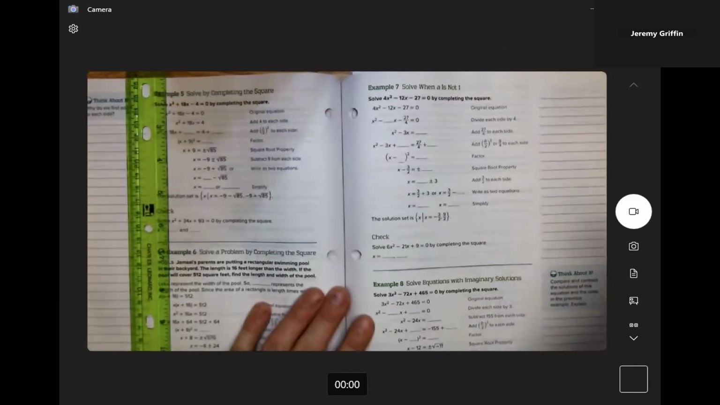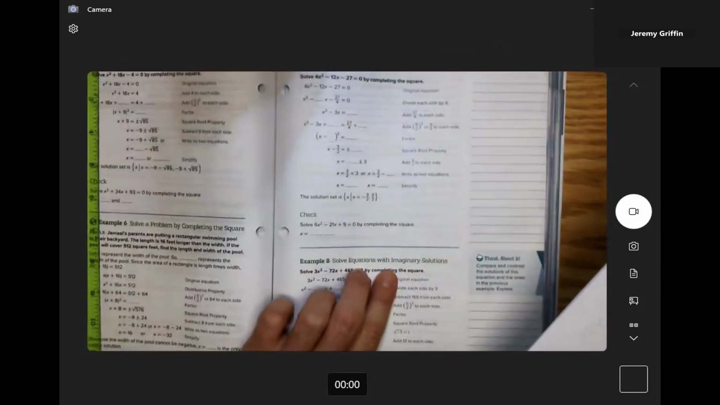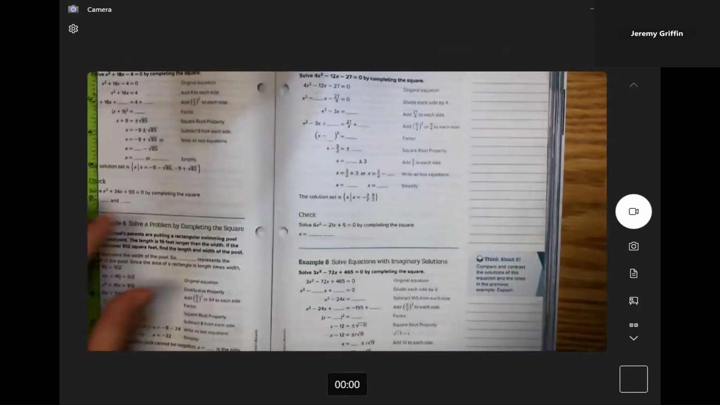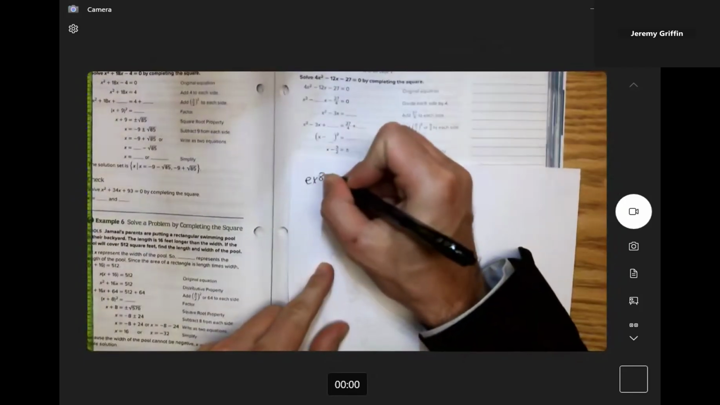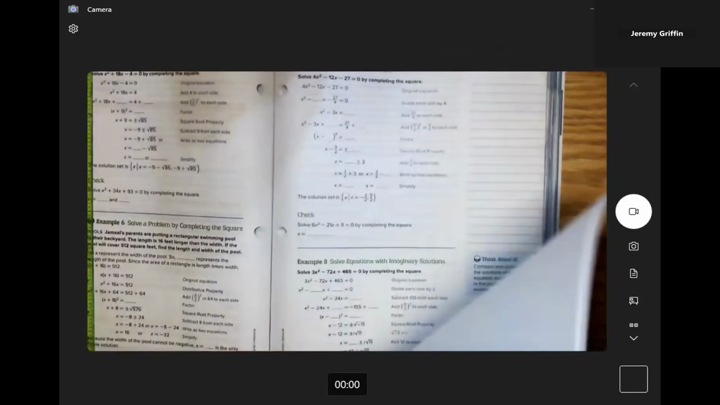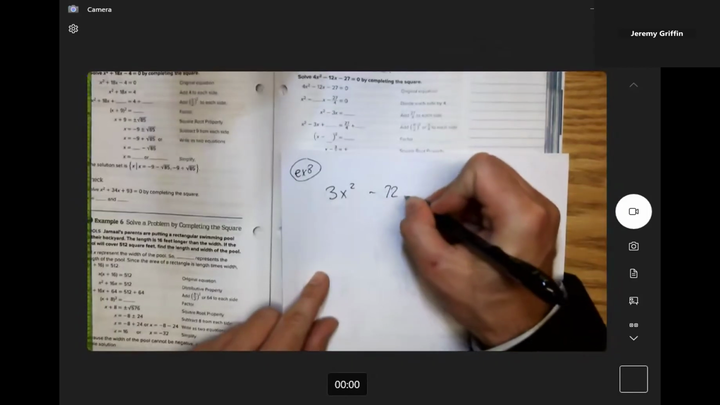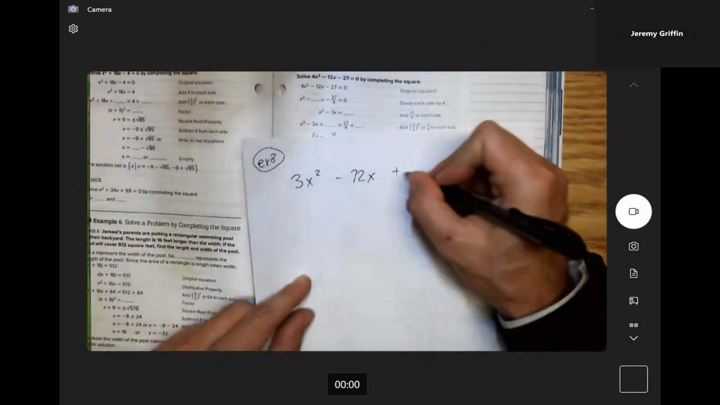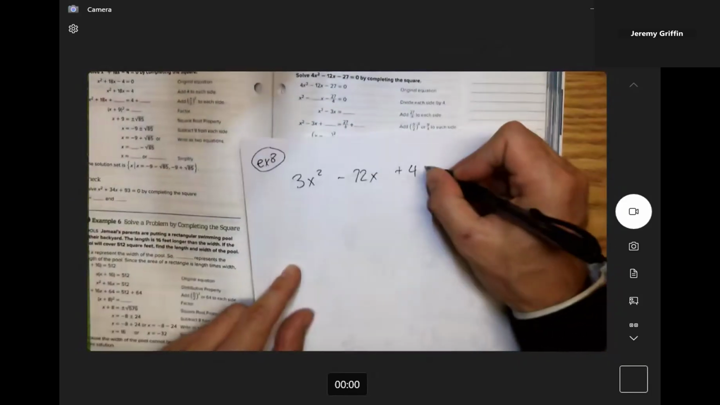All right, example 8. I think the book has 11 examples, so most of them. Solve with imaginary solutions. I think they gave a complex example earlier. So example 8. All right, we've got 3x squared minus 72x plus 465.